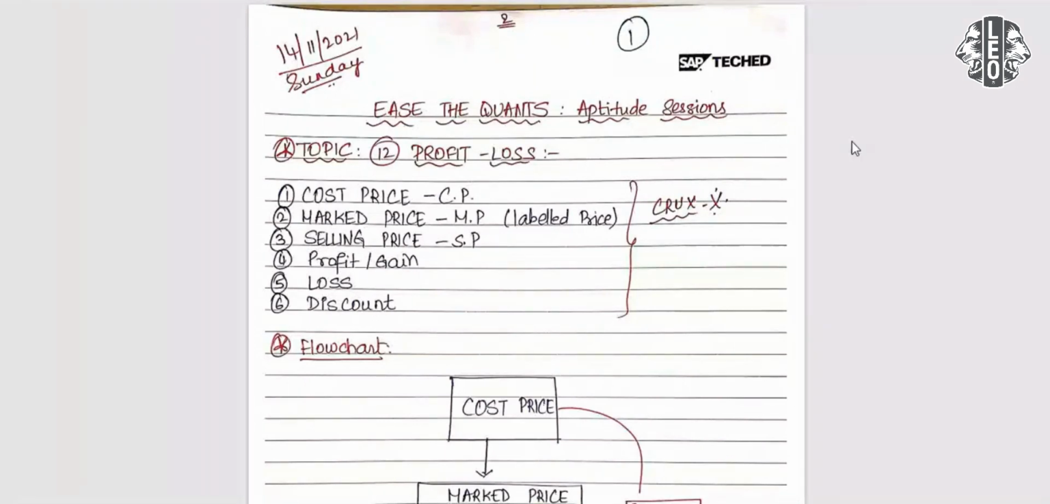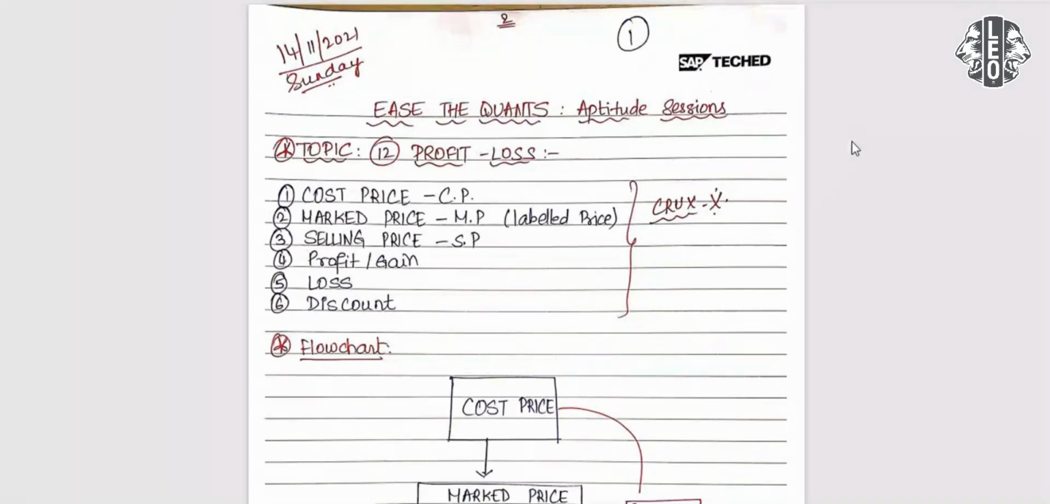Cost price. Now, what is this cost price? The cost price is nothing but the initial price that is present. Selling price is the price for which the item is being sold. Marked price or labeled price is going to be the MRP, maximum retail price. If you take a dress, for example, there will be a label on which 500 rupees is written. That is going to be the labeled price or the marked price.